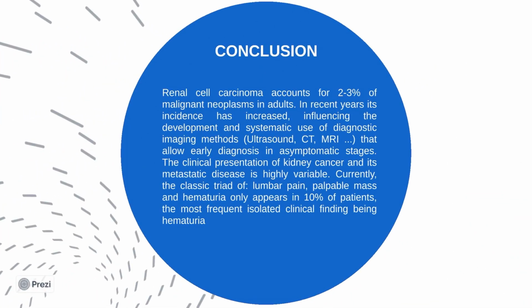Conclusions. Renal cell carcinoma accounts for 2–3% of malignant neoplasms in adults. Its incidence has increased, influenced by the development and systematic use of diagnostic imaging methods, ultrasound, CT, MRI, that allow early diagnosis in the asymptomatic stage. The clinical presentation of kidney cancer and its metastatic disease is highly variable. Currently, the classic triad of lumbar pain, palpable mass, and hematuria only appears in 10% of patients, with the most frequently isolated clinical finding being hematuria.